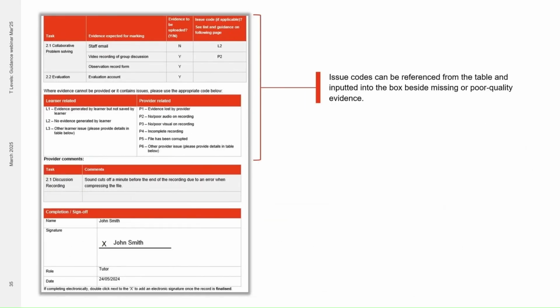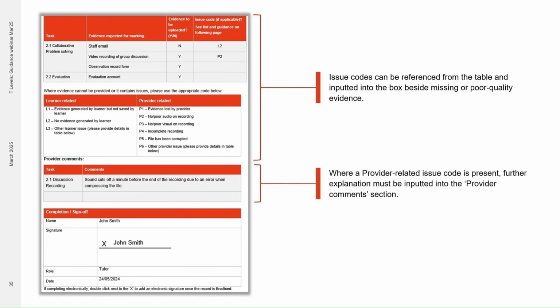Issue codes can be referenced from the table and inputted into the box beside missing or poor quality evidence. Where a provider-related issue code is present, further explanation must be inputted into the provider comments section. And the evidence checklist must be correctly signed and dated once complete.